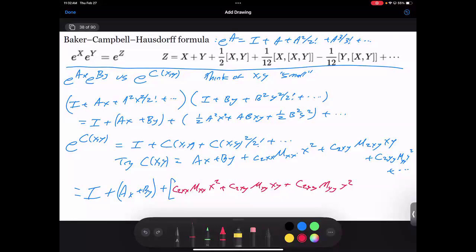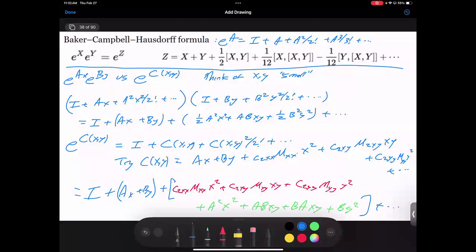But I also have degree 2 terms coming from squaring c. And when I square c, how am I going to get a degree 2 term? It's going to be coming from the ax plus by. And so when I square that, I'm now going to get plus a squared x squared plus abxy plus baxy plus by squared. And so on and so on and so on, and the nightmare continues.